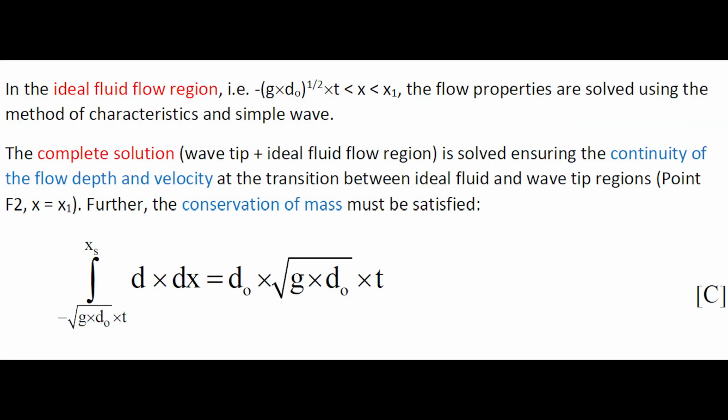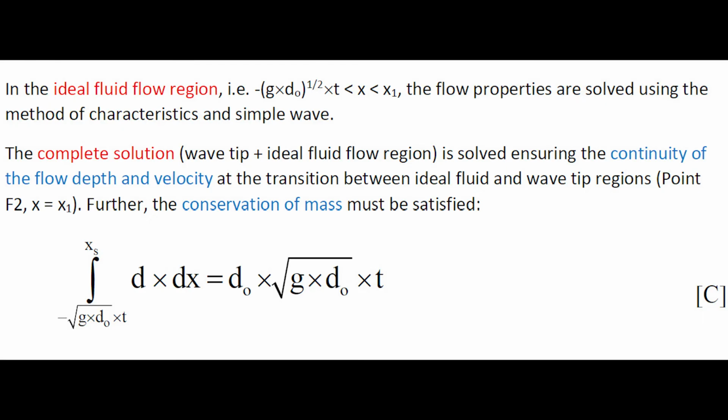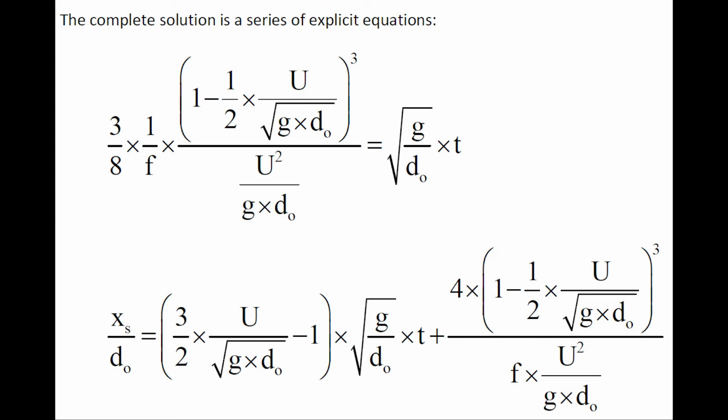In the ideal fluid flow region, the flow properties are solved using the method of characteristics and simple wave. The complete solution, wave tip plus ideal fluid flow region, is solved ensuring the continuity of the depth and velocity at the transition between the ideal fluid flow and wave tip region, and the conservation of mass must be satisfied. The complete solution is a series of explicit equations.